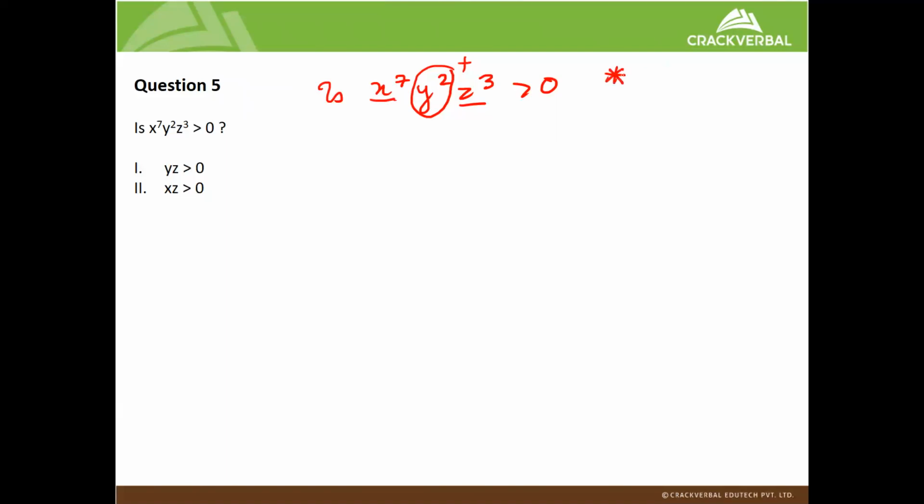A very, very nice and intricate trap on data sufficiency, or in any type, even in a problem solving question, is overlooking 0.